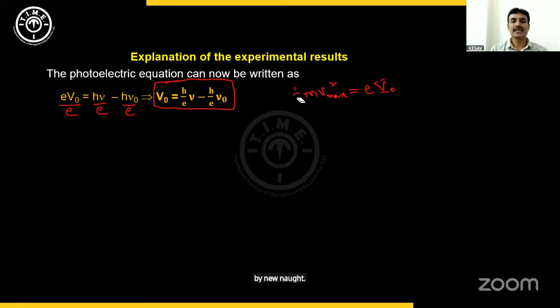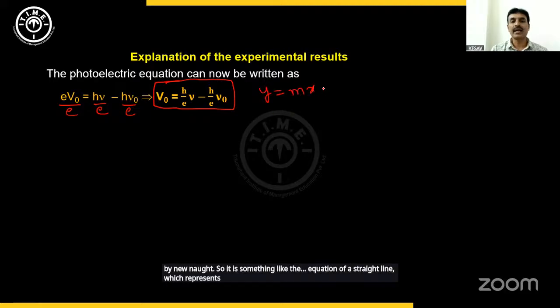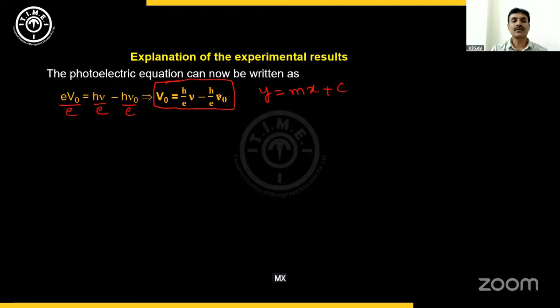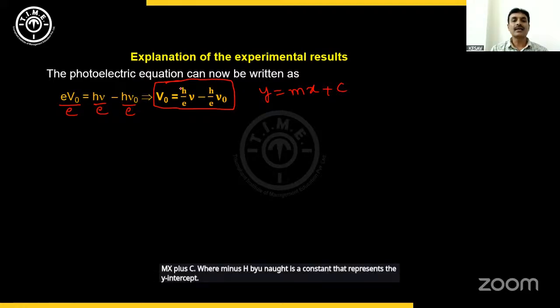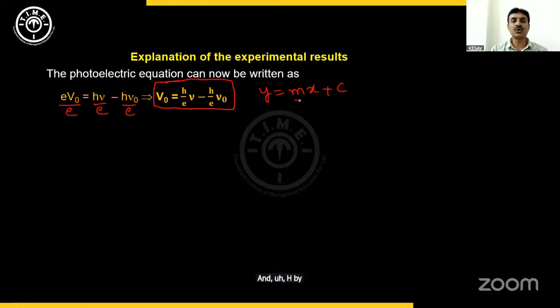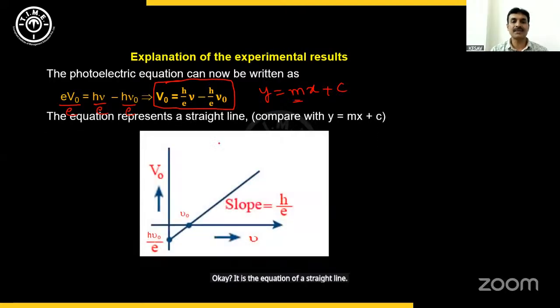It is something like the equation of a straight line, which represents y equals mx plus c, where minus hν0 by e is a constant that represents the y-intercept, and h by e stands for the slope m. It is the equation of a straight line, given by y equals mx plus c.